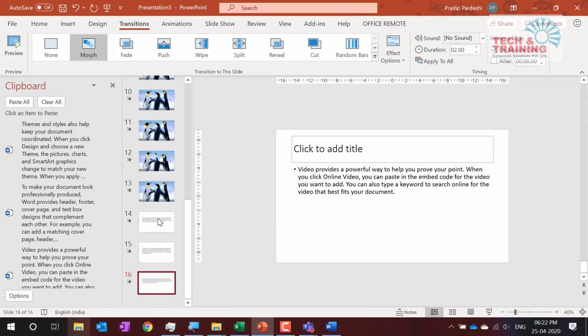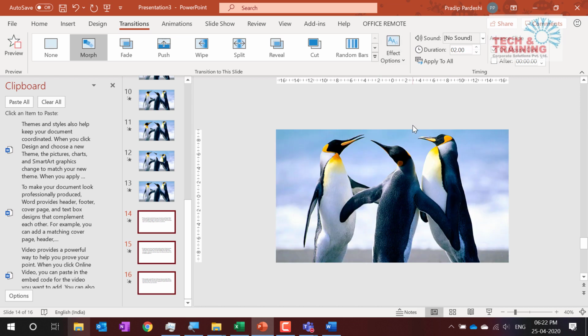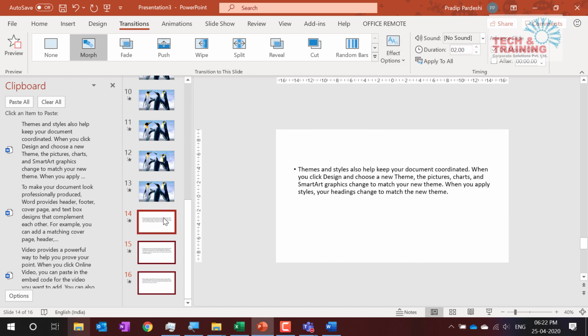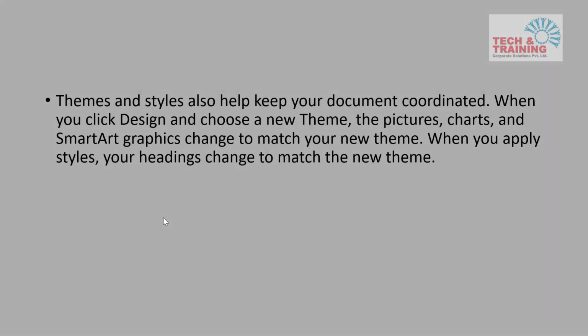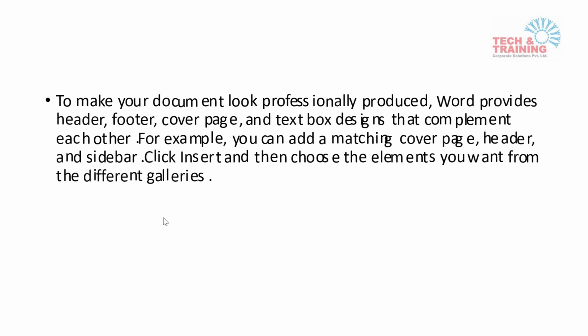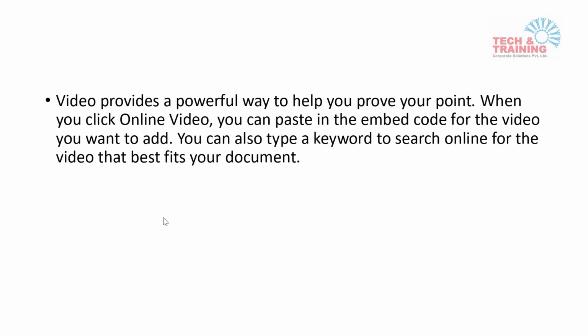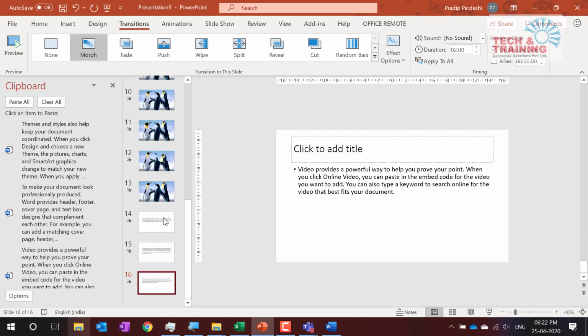Now, let me do one more thing here. I select all these 3 slides and go to effect options and click on characters. So now see, these are the characters. I go to the next slide. See how beautiful it looks. Fantastic. So that is nothing but the morph transition that we have done.